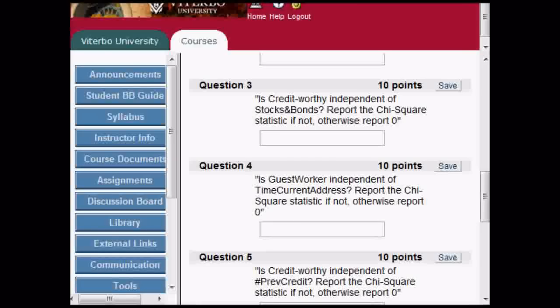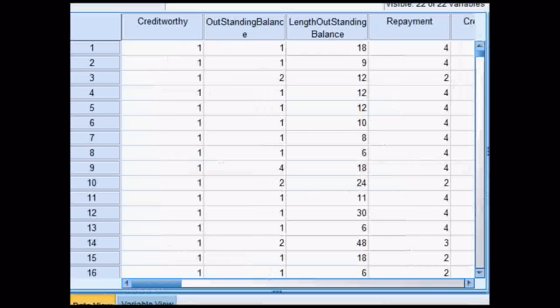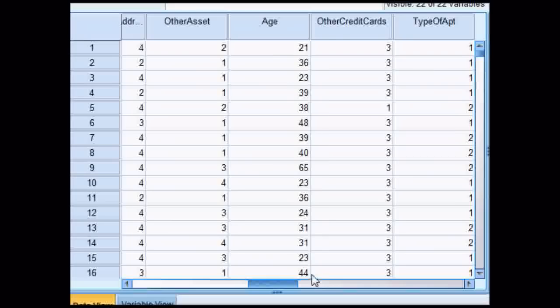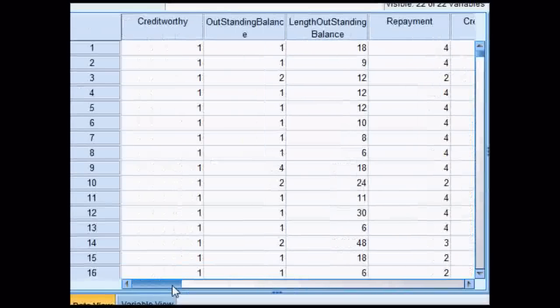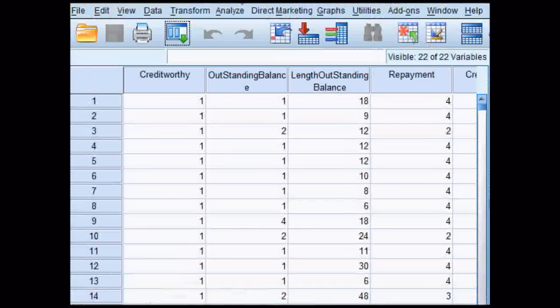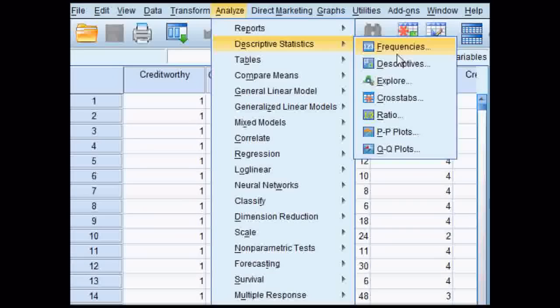So first I'm going to do this in SPSS. So I've got creditworthy independent of stocks and bonds. Here's my data set loaded up. We're going to be doing a cross tabulation. So this is to make our contingency table first, and then find our chi-square value.